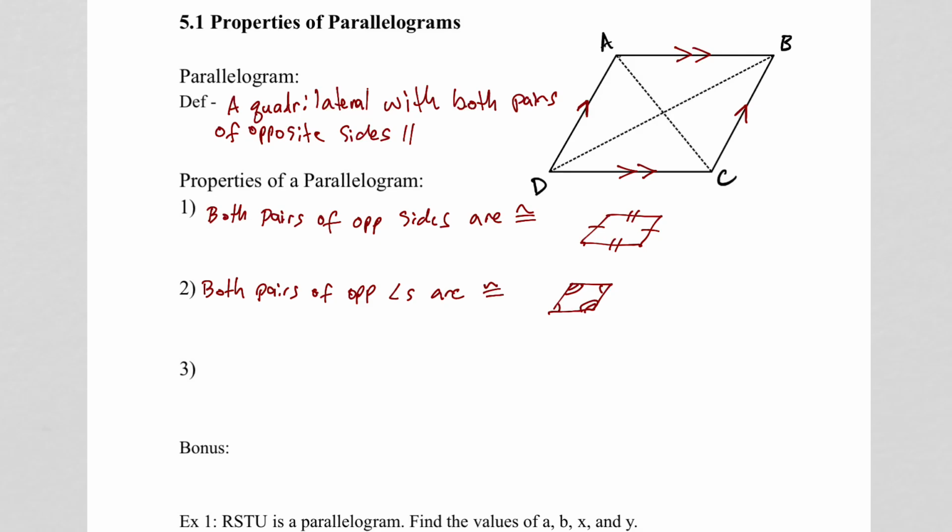Okay, the third thing is we're going to say that the diagonals bisect each other. In other words, when we draw a parallelogram, this distance is the same as that, and this is the same as that.